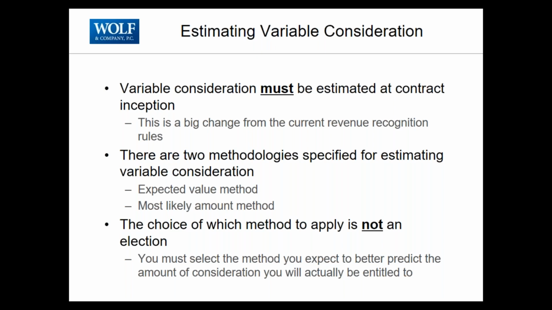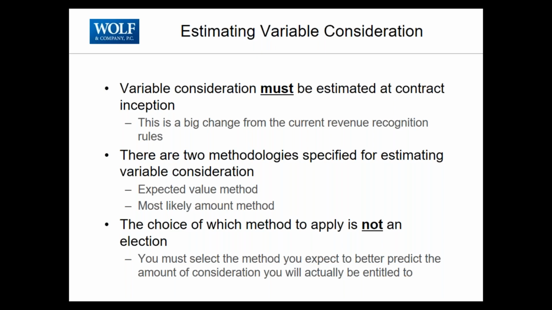The first item to note is that variable consideration must be estimated at contract inception. That's a fairly big change from the current revenue recognition rules. This concept of fixed or determinable no longer exists. That was what got us out of having to estimate and record variable consideration previously. So this is going to be a bit of a whole new world.